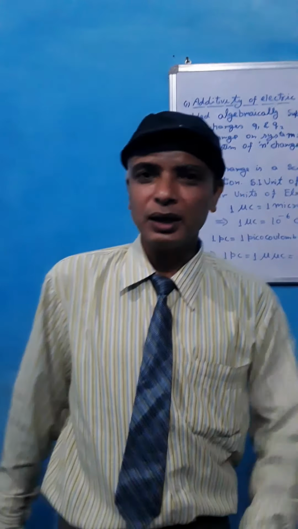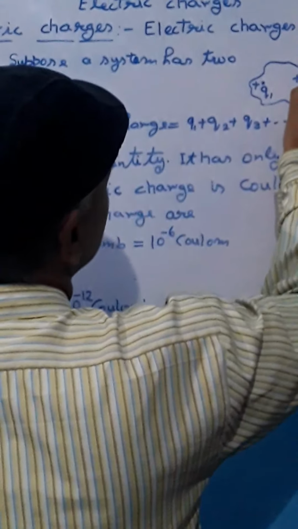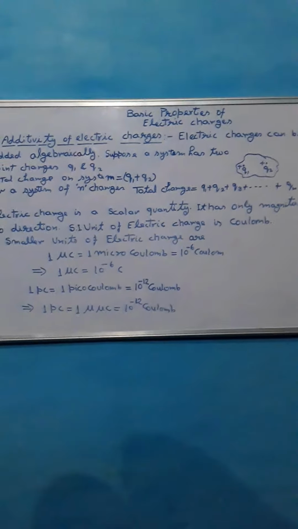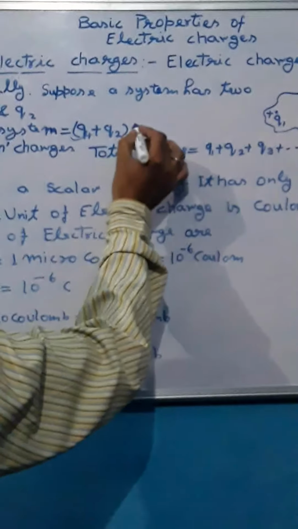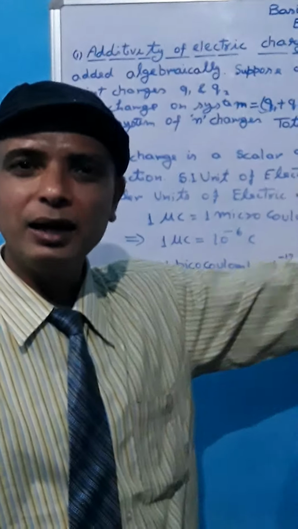Let us see what is the meaning of algebraically. Suppose I have a system of 2 point charges, plus q1 and plus q2. What will be the total charge of the system? You have to add them algebraically: q1 plus q2. So this is the total charge of the system. I have added the magnitudes of these two charges algebraically.